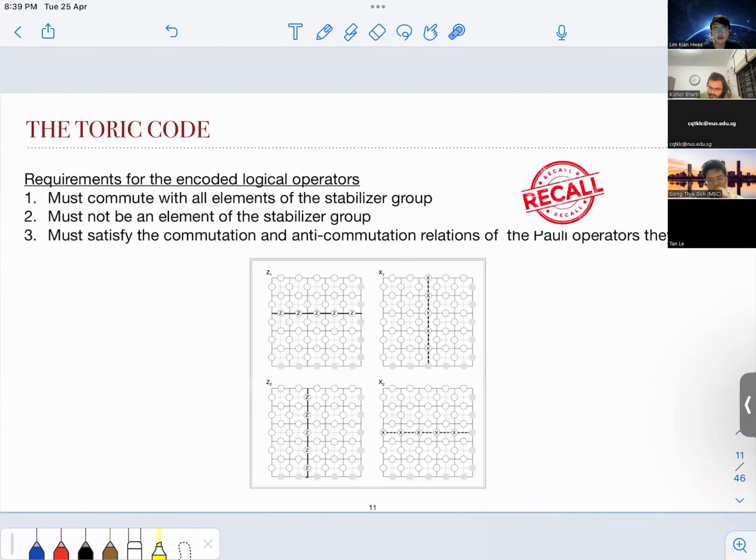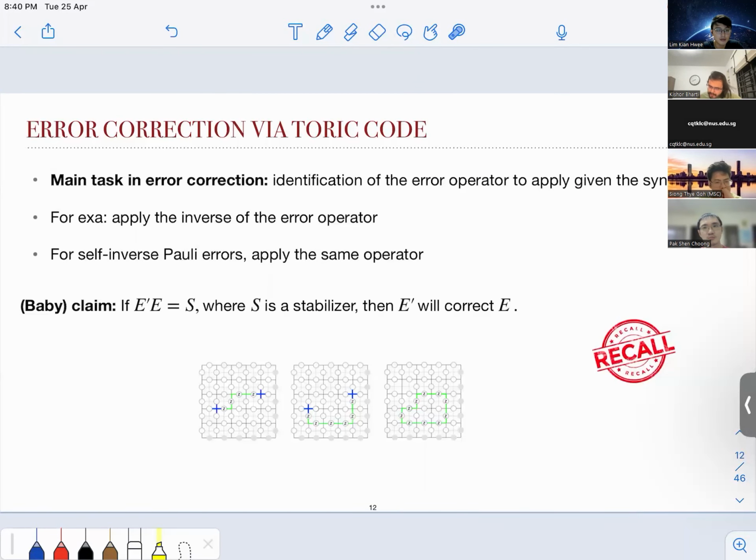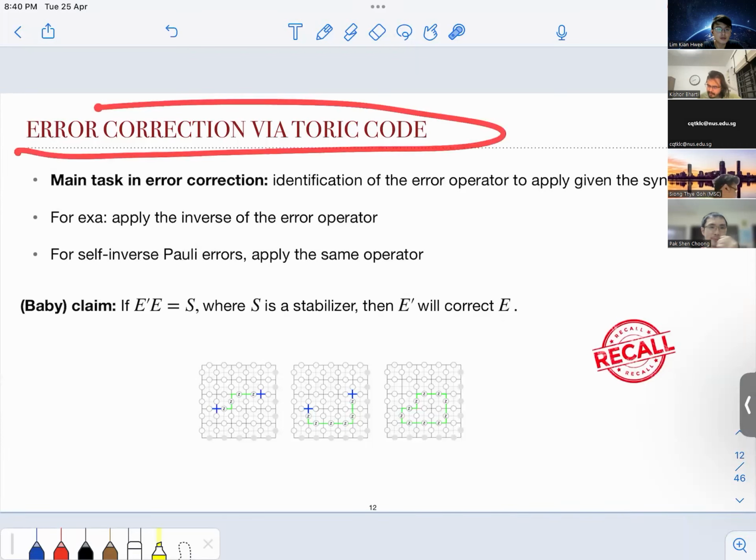Yeah, thanks. So we talked about the toric code, and if you recall from the second tutorial, we mentioned that an encoded logical operator must commute with all elements of the stabilizer group, must not be an element of the stabilizer group, and must satisfy the commutation and anti-commutation relations of the Pauli operators they encode. So you have Z, you have X, and then you have Z2, X2, and so on. Then we also talked about how to do error correction via the toric code.